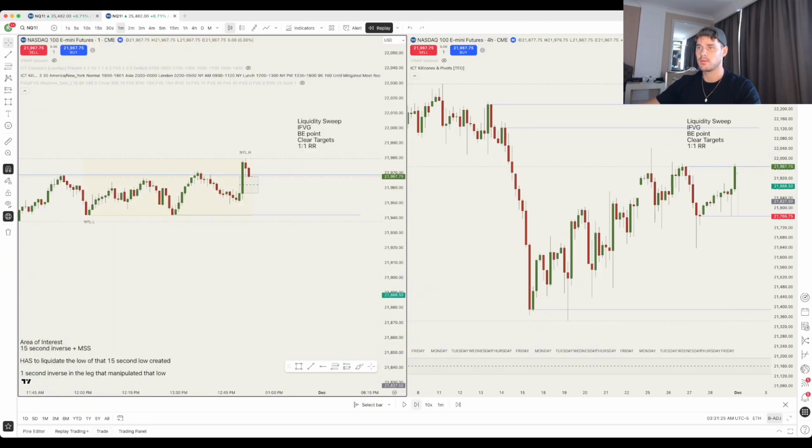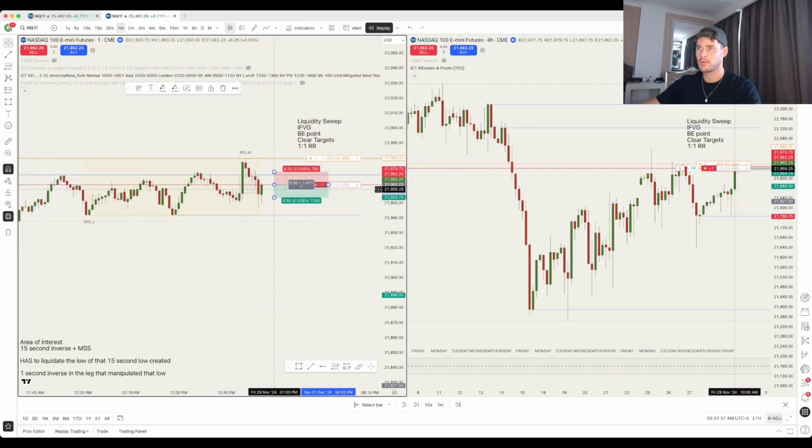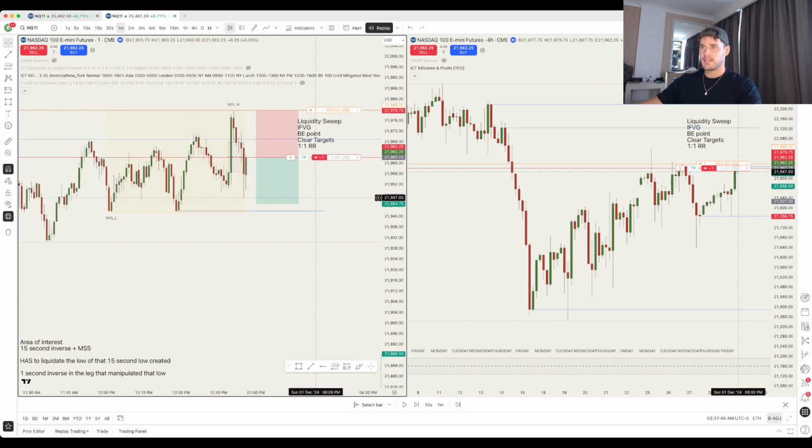Nice clean candle. Okay, not as clean. There we go. That would be the entry. Stops go here. Short position. Set your risk to reward up. Right there. Okay. So let's have a look at this one.